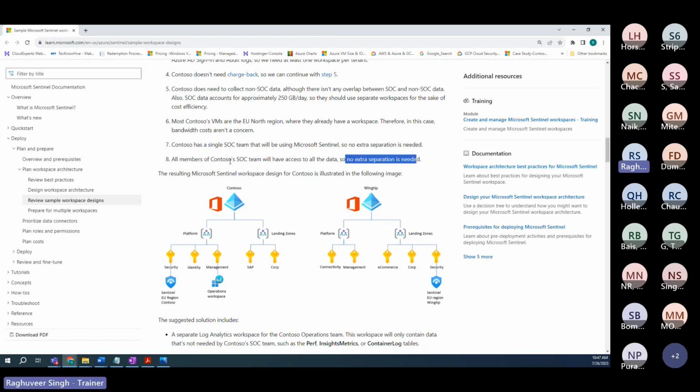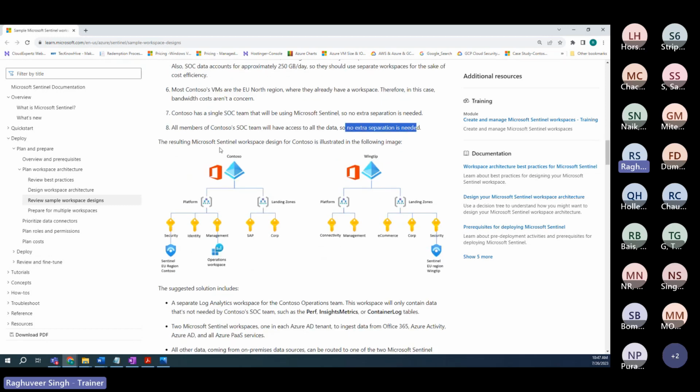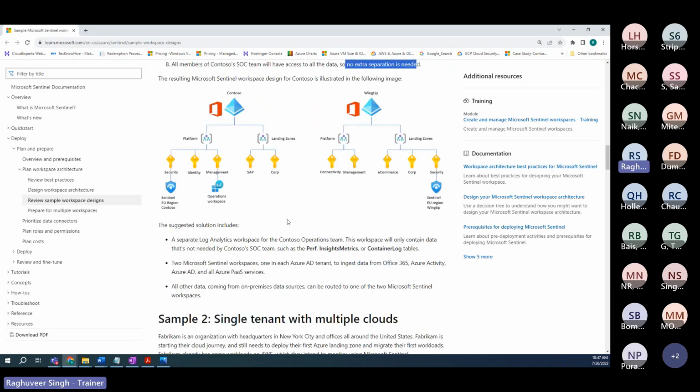Since it is one company and they have a common team which will manage and maintain the data, they don't need any separation. So the resulting Microsoft Sentinel workspace design for Contoso is illustrated in the following example. So this is the resulting design.